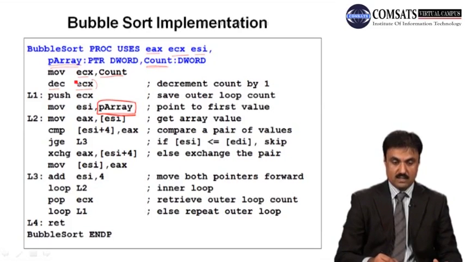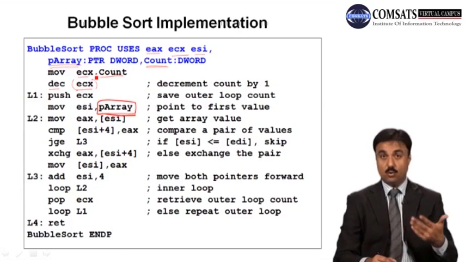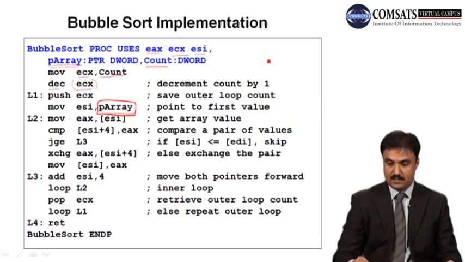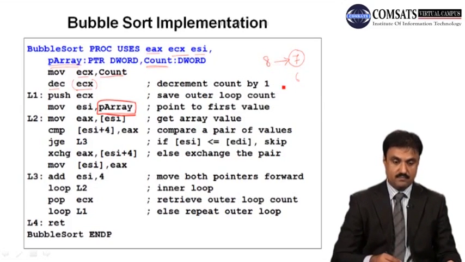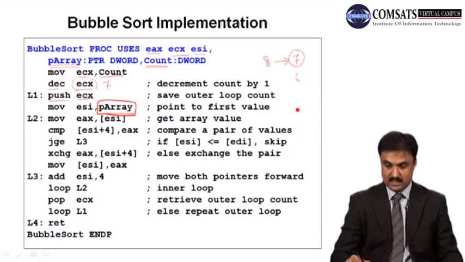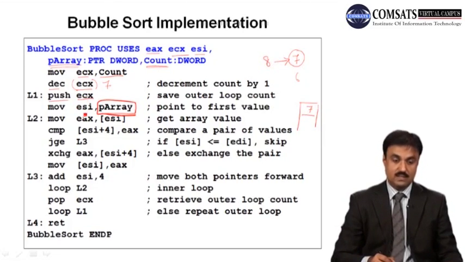So for example, here we have ECX. We are going to decrement it because we cannot continue through the whole number of elements. It should be 1 less: if there are 8 elements, the number of comparisons should be 7 in the first pass. In the next, it should be 6, and so on. So right now we have this 7 value, and we push ECX, storing it inside the stack.